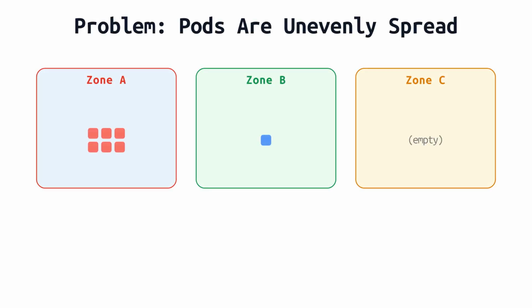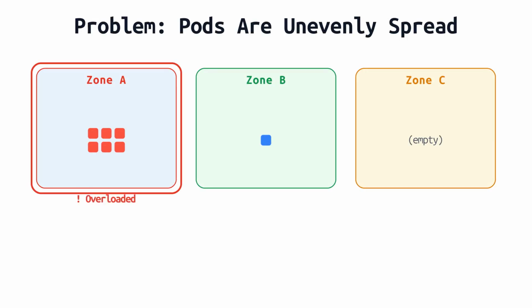You deployed your app with multiple pods. Everything looks fine on paper, but when you check the cluster, one node is overloaded, one zone has most of the pods, and another zone is almost empty. Now think about this. If that busy node dies, or that zone goes down, your app loses a big chunk of capacity. So what do you do in this situation?